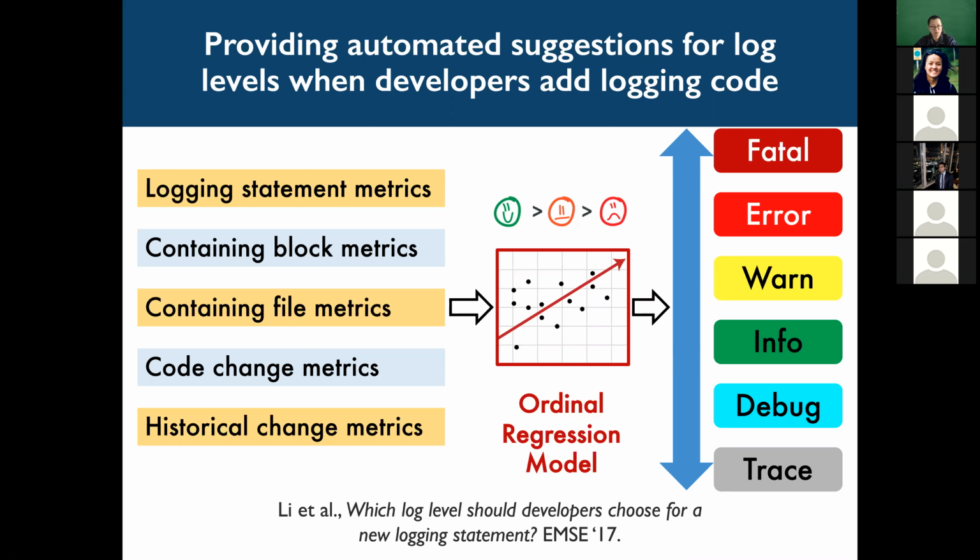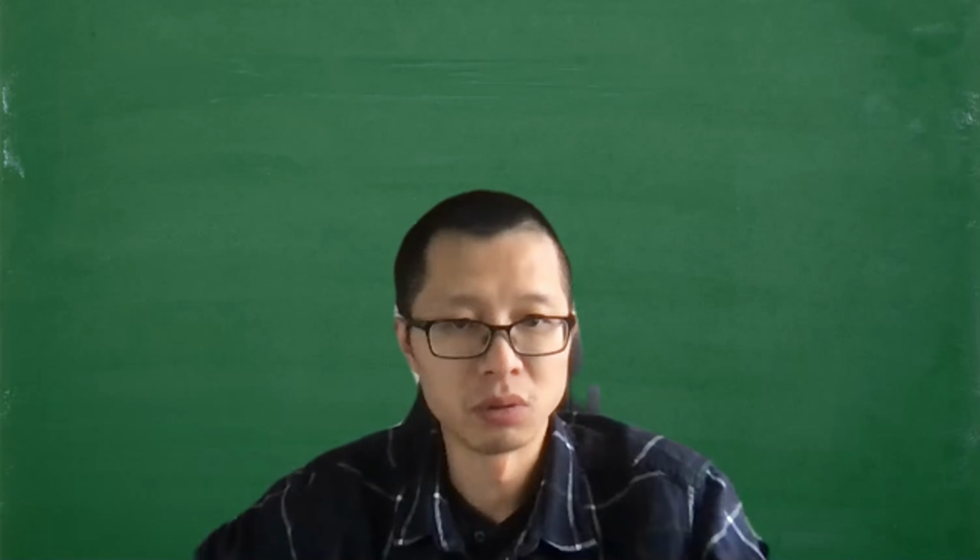So the first step is to find the right model which can handle ordinal data. If we cannot, then we encode this ordinal data into numerical data. Fortunately, we can find a model. There's a model called the ordinal regression model, which can handle ordinal data. So we just use this ordinal regression model.